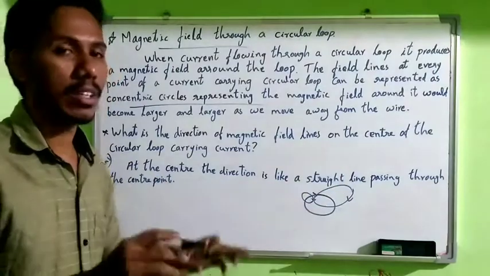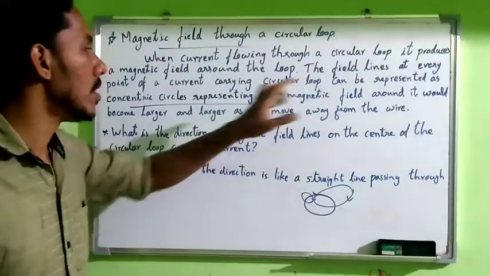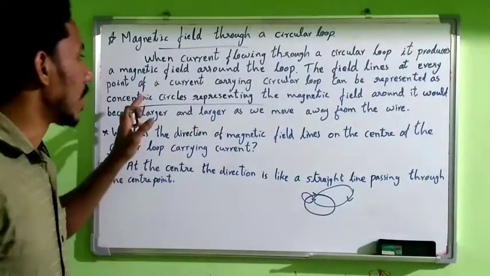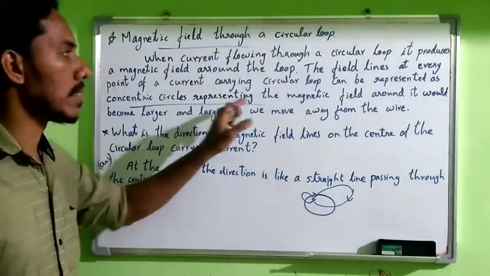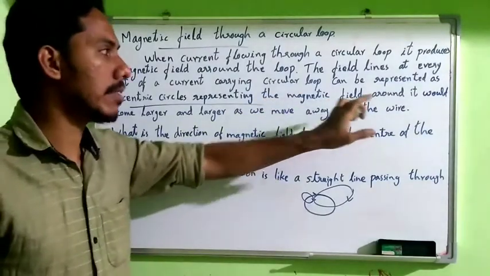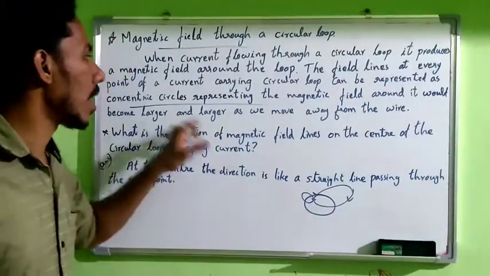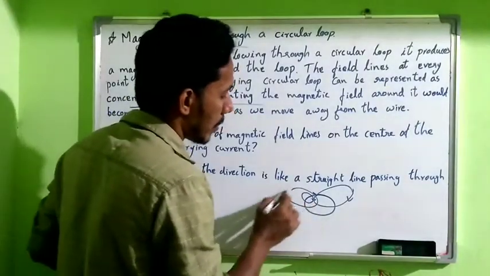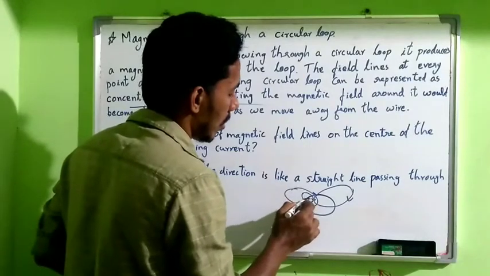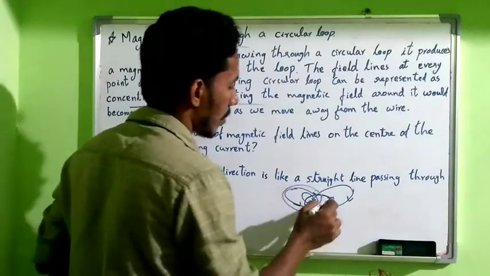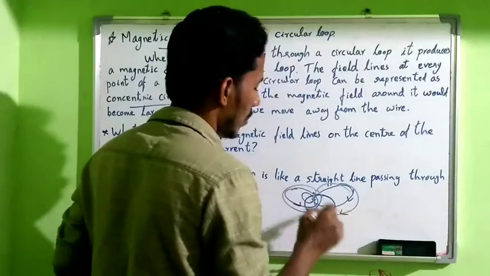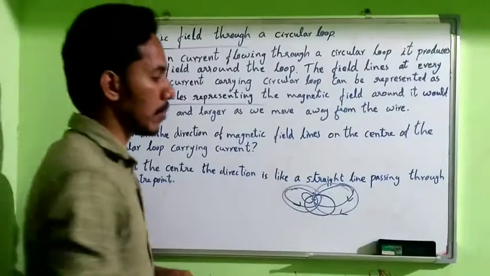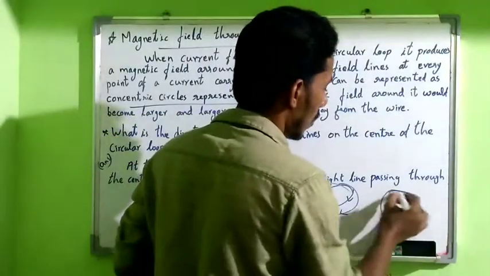The radius of the circle increases. Okay, the field lines: every point of a current carrying loop can be represented as concentric circles representing the magnetic field lines around it. It would be larger and larger circles away from the wire. When we move away from the wire, it is a larger circle. The radius increases. These are concentric circles produced by a circular loop.